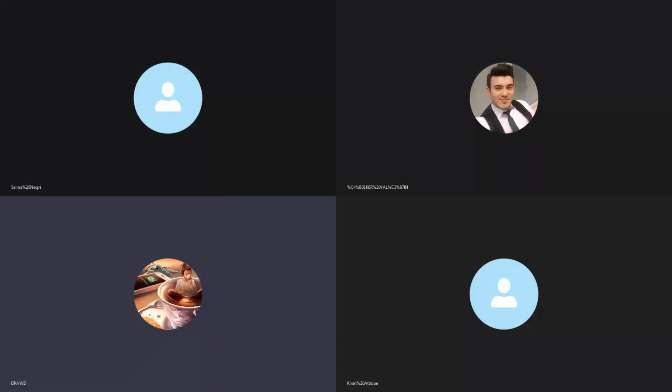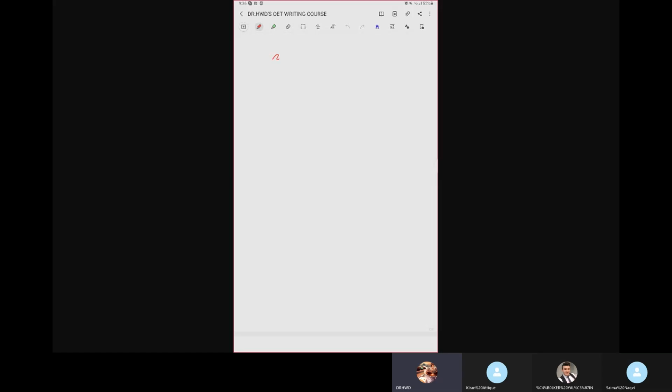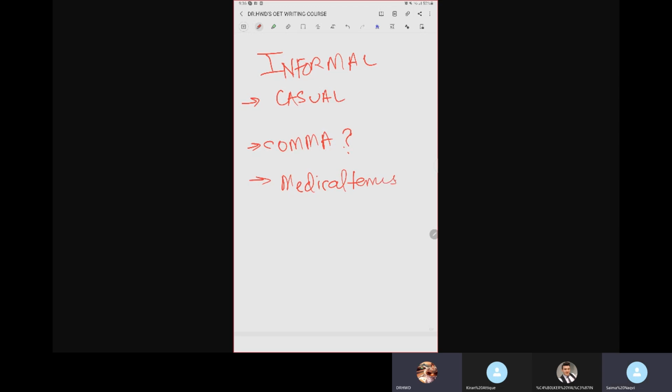Letter discussion. Today we're going to learn some informal and casual words that you are going to use in most of your letter writing. Along with that, we'll be covering the functions of the comma, when we're going to use it, because this is one of the most annoying things for us medical students. We'll also be learning what medical terminologies we can use. What medical terms can we use?